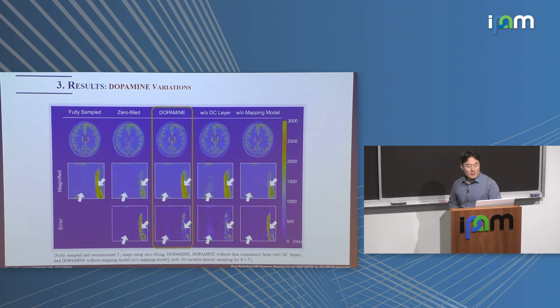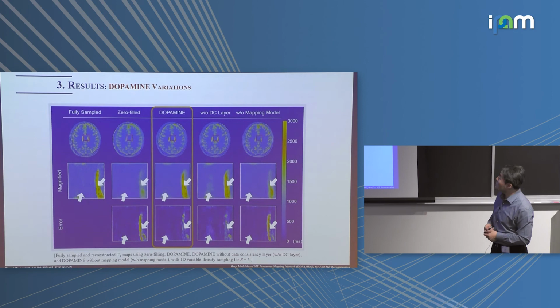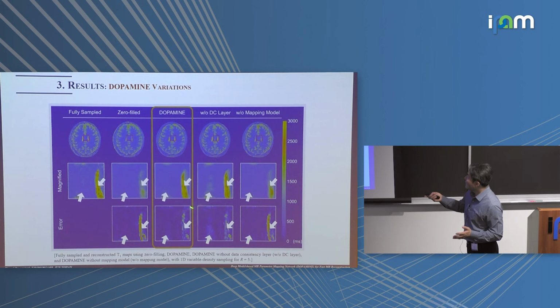Okay, here are the results. This is the fully sampled image, and this is the zero-filled, and it gives very biased estimation of the parameter maps. But using our framework, we restored the original parameter maps pretty well. And without this layer, some artifacts may happen because it does not satisfy the DC data consistency condition.